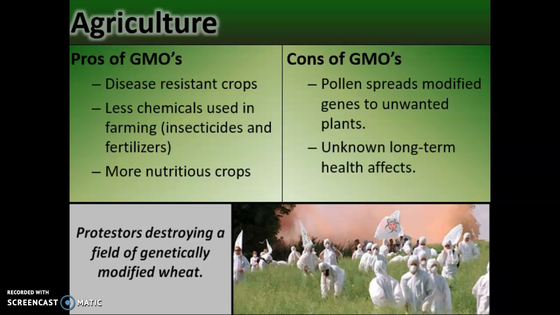In the United States, it's difficult to determine if you're eating genetically modified crops or not because we don't label our foods as being genetically modified. In fact, if you want to avoid eating genetically modified crops, you have to look for the label that says either non-GMO or organic. Those are the two things that will tell you if it's not genetically modified.